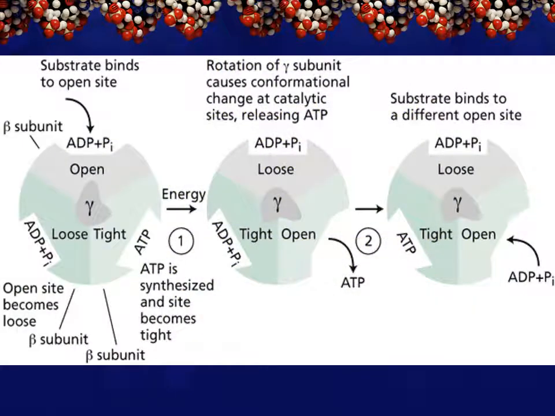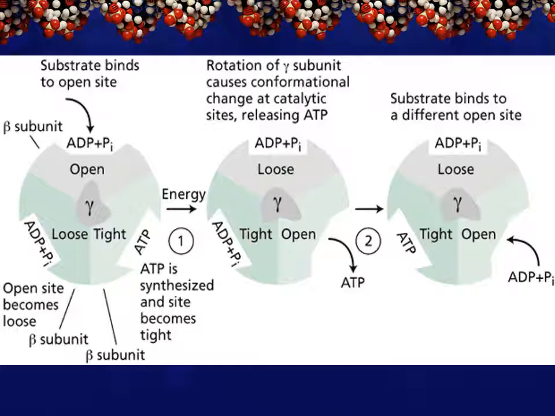So right here you can see that we have 3 different structures, and each structure is presenting the alpha 3 beta 3 hexamer. First of all, we're going to talk about the very left beta subunit. In the alpha 3 beta 3 hexamer, we have three beta subunits. One is the open form, one is the loose form, and one is the tight form. What happens? The ADP molecule and the phosphate molecule enter in the open form.